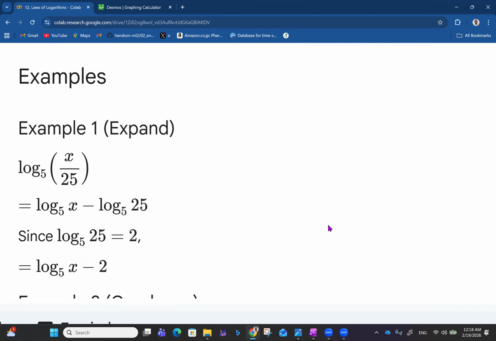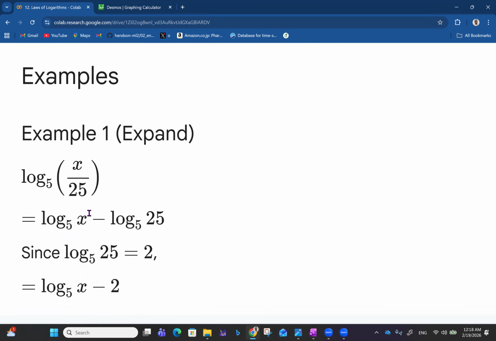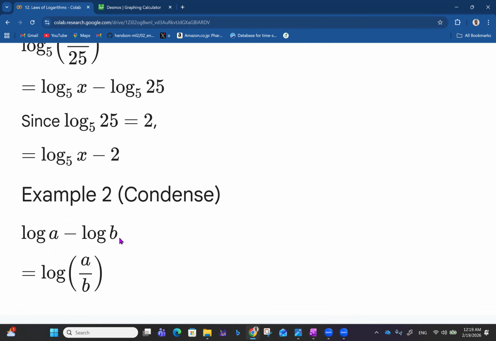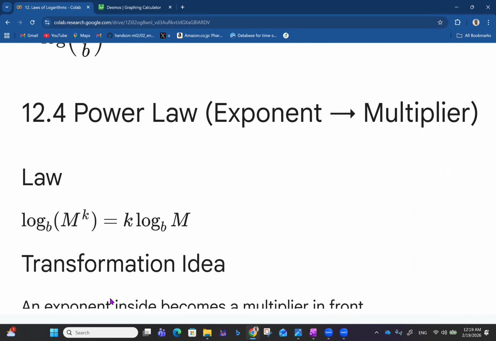And we have this kind of examples. Imagine log of x over 25 to base 5. So you have log x base 5 minus log 25 base 5. And because log 25 base 5 is equal to 2, since if you raise 5 to power 2, you get 25, that means you now have log x to base 5 minus 2. Then you have another one. Log a minus log b can simply be written as log a over b, like that. So that's condensation. Condensing is like the reversal.